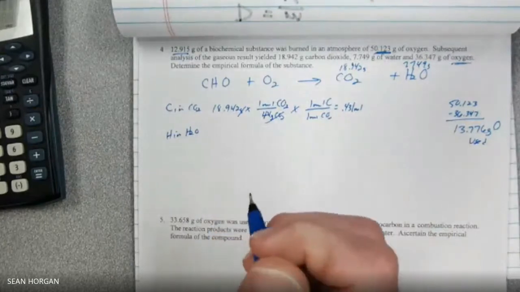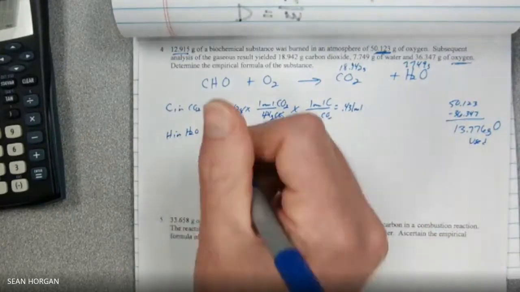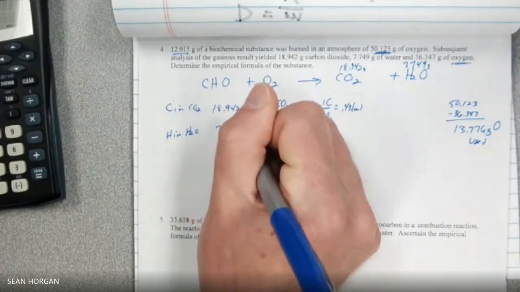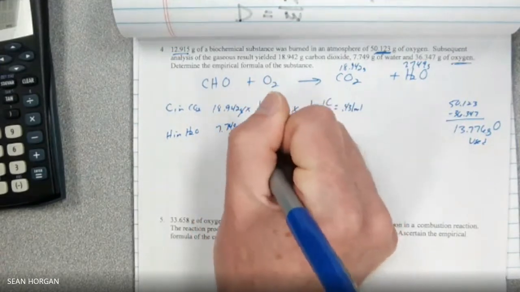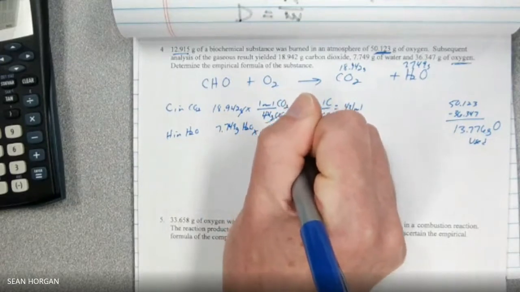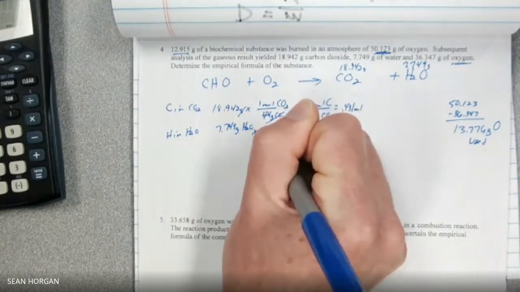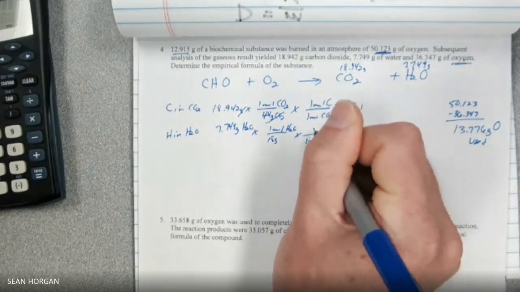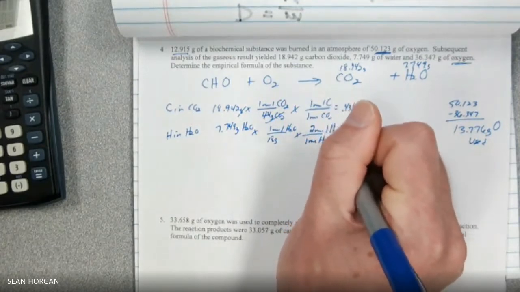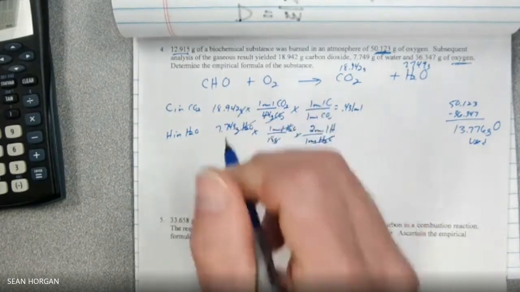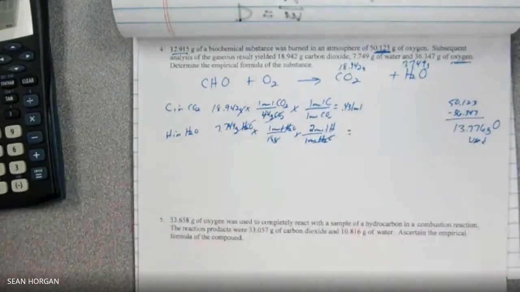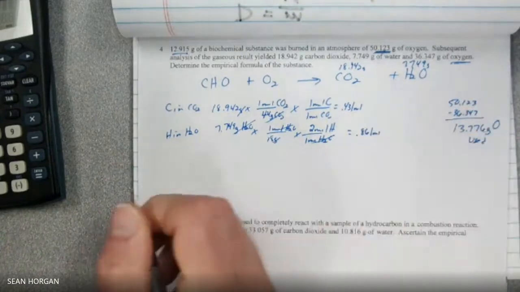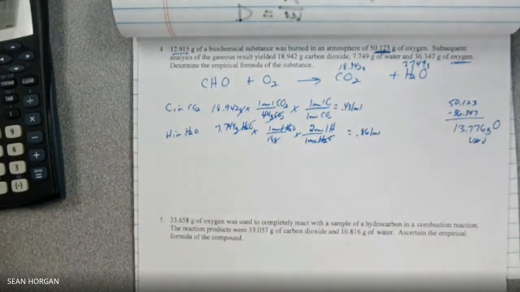So we have 7.749 grams H2O times 1 mole of H2O, 18 grams, times 2 moles of H for 1 mole of H2O. Those cancel, and so on. We end up with 0.861 mole. Okay?